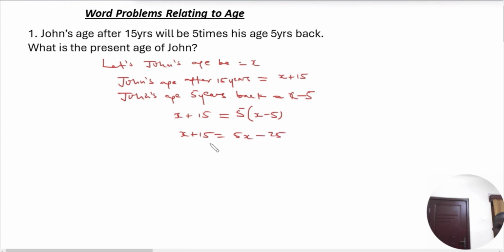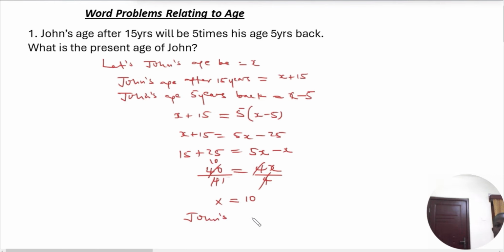So we're going to collect like terms. We bring the numbers without x. Let's write 15. This minus 25 goes over and becomes positive 25. x is equal to... now 4 into 40 is 10 times. So John's present age is equal to 10 years. So this is the answer for this question.